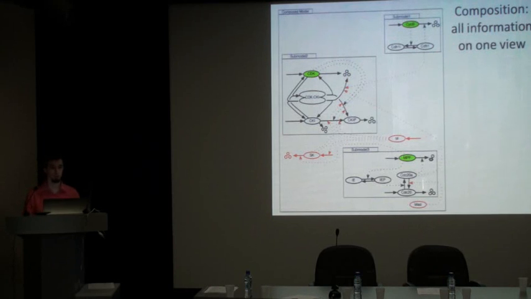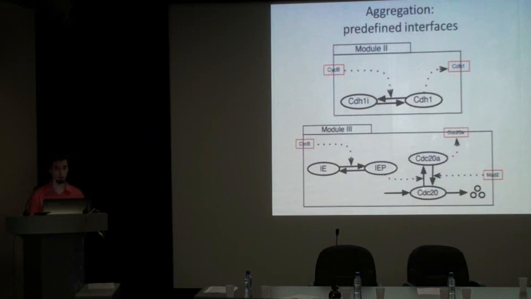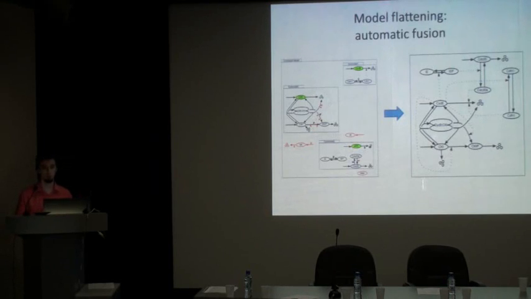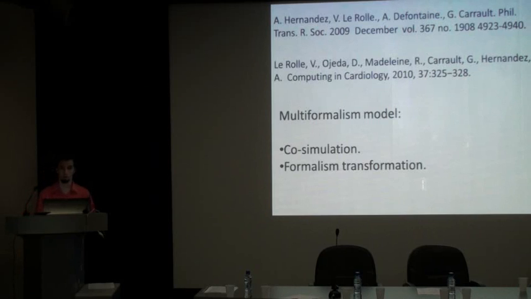Composition implies integration of all information about submodels into one view and direct detailed information about how the elements should interact. Aggregation means that modules predefine the interfaces through which they can be connected, and all information about the inner implementation is hidden. And model flattening means an automatic fusion procedure on the basis of a model created by either composition or aggregation approaches.